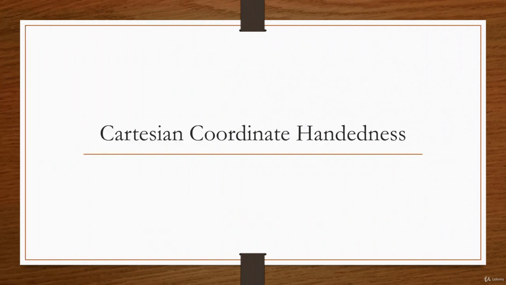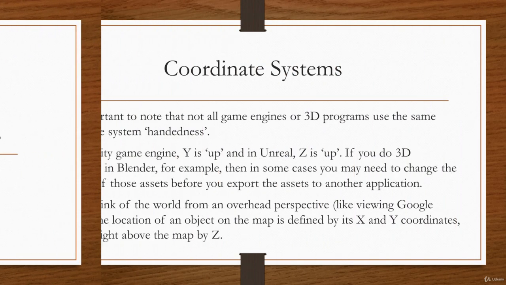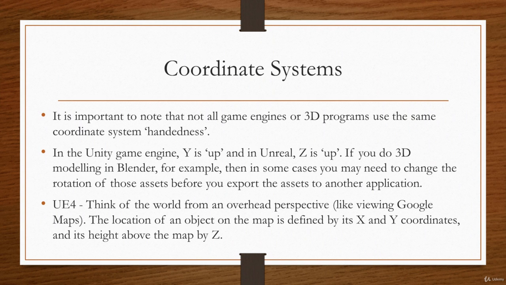Okay, next we'll talk about Cartesian coordinate handedness. So what does that mean? Firstly, it's important to note that not all game engines or 3D programs such as Houdini are the same or use the same coordinate system. In the Unity game engine, for example, Y is up and in Unreal Z is up. So if you do 3D modeling in Blender, you have a 3D model, you want to export that maybe to another 3D application, whether that be a game engine such as Unreal or something like that, then you might have to set that up properly to export in the way you would expect.